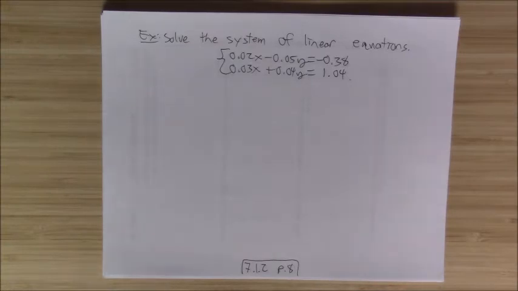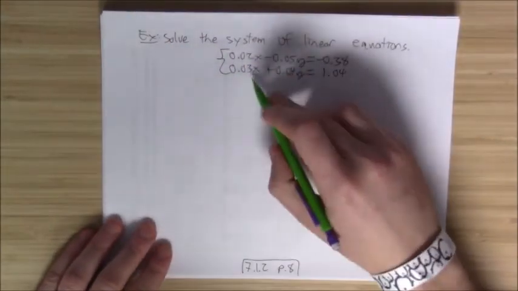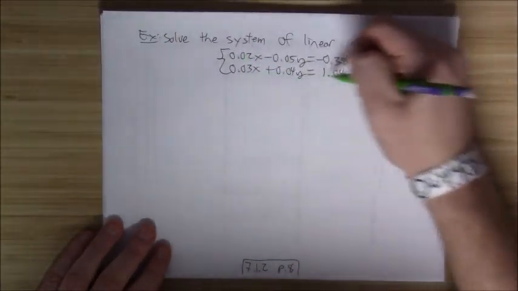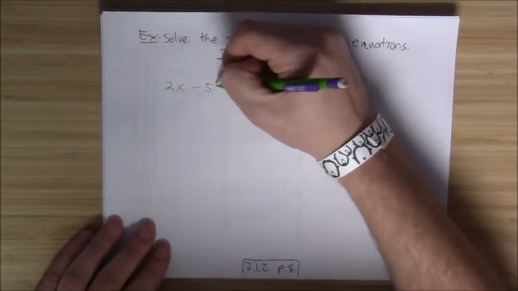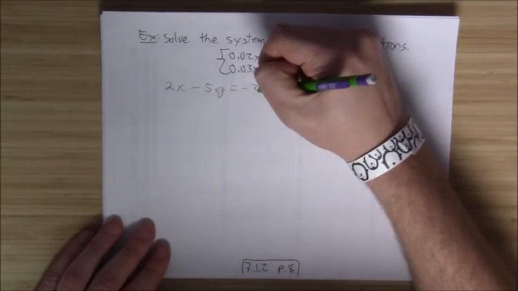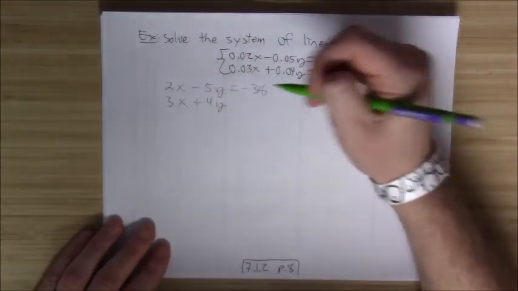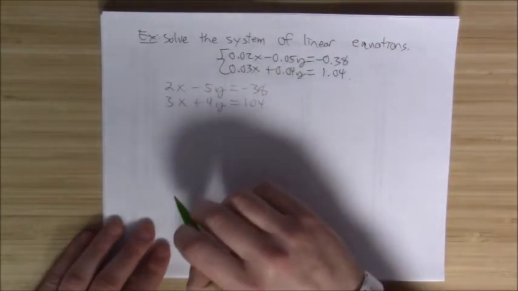One last example, this time involving decimals. The first step we're going to do is multiply everything by 100 to get rid of my decimals. I did this in one of the you-tries in the last video. So multiplying both by 100, I end up with 2x minus 5y equals negative 38, and 3x plus 4y equals 104. And now it's a little bit easier to eliminate.